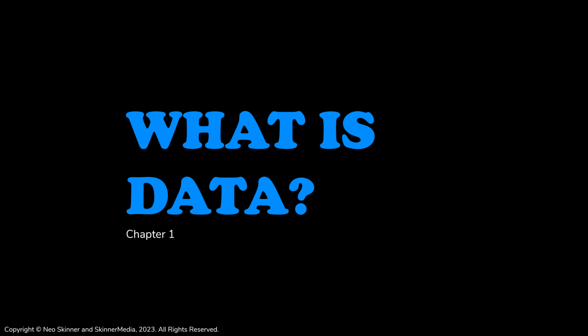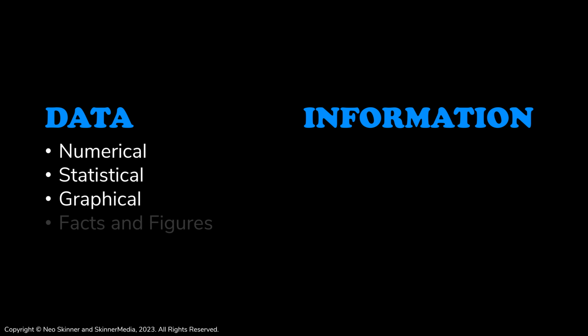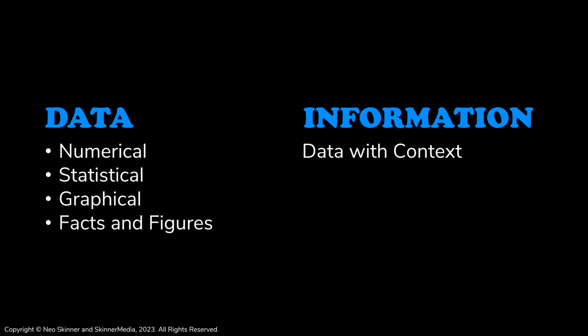So to do this, I'm going to be comparing data with information. Data, as you probably already know, is generally numerical, it can be statistical, it can be presented graphically, and it generally consists of facts and figures. However, information is data with context. So we take all of those numbers, all of those facts and figures, and add additional context to them, such as how the data was collected and how the data has been manipulated to fit into graphs.